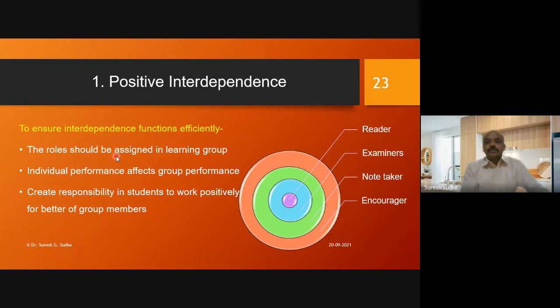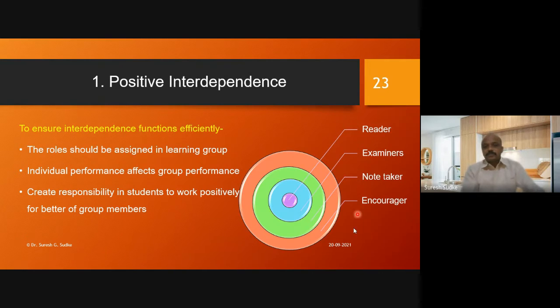the role of every individual in the learning group should be defined. The individual performance will affect the group performance. These things should be inculcated in their minds. Create the responsibility in the student to work positively for the betterment of group members.